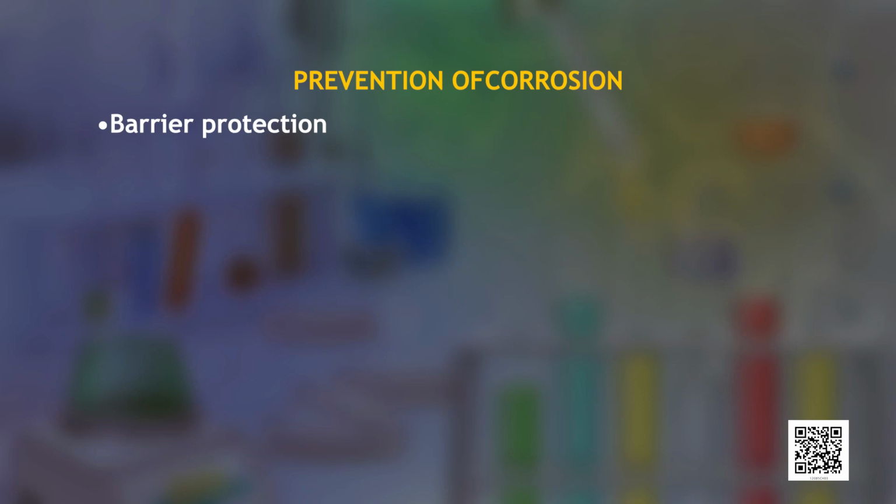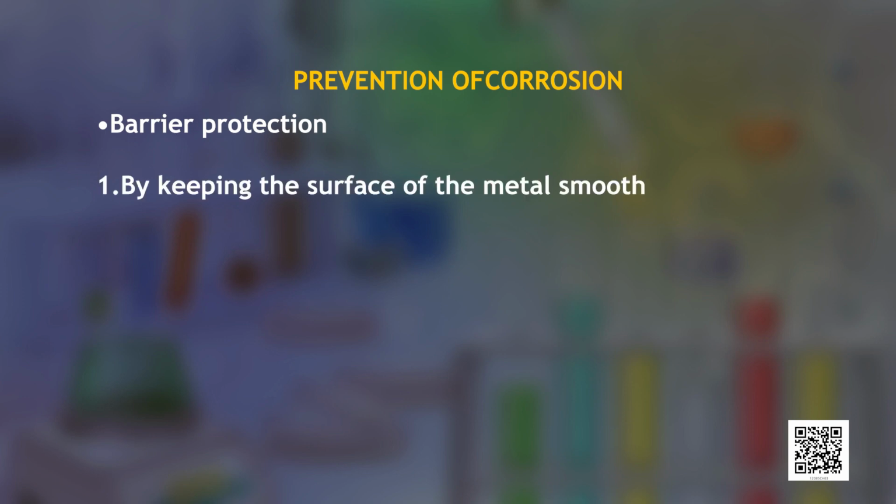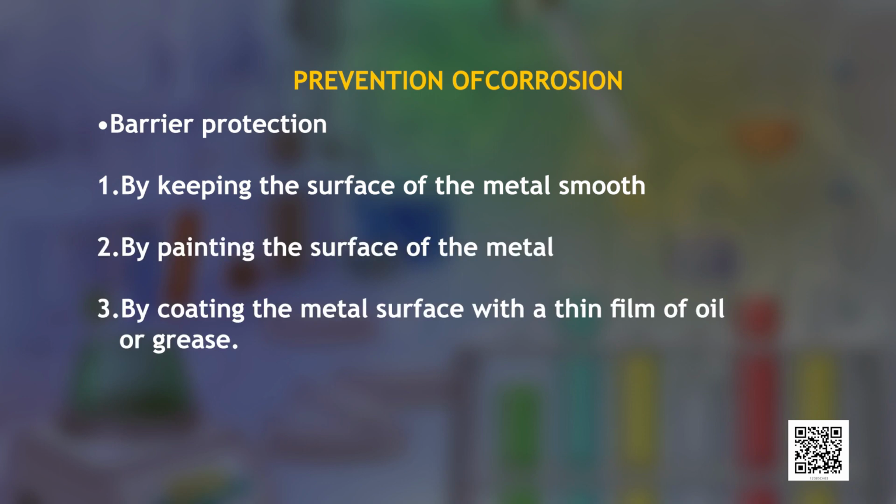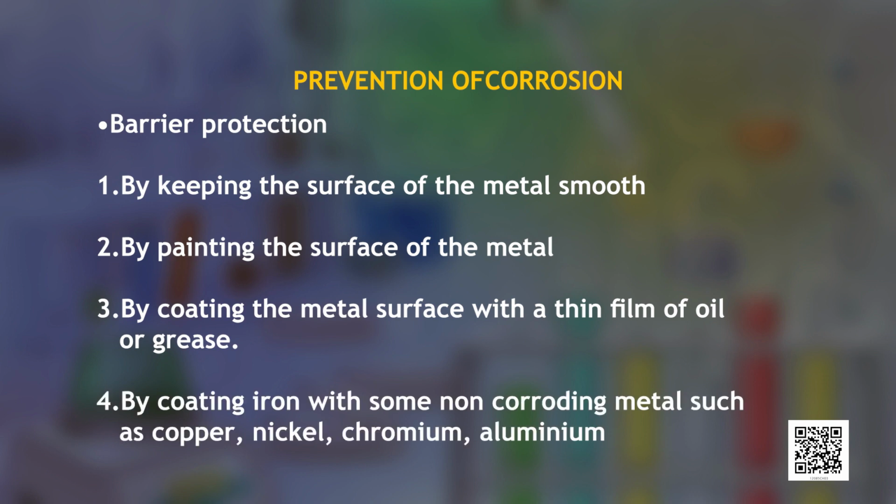One is barrier protection. As the name suggests, it creates a hindrance or the barrier between the metal surface and atmospheric moist air. This hindrance can be created by keeping the surface of the metal smooth, by painting the surface of the metal, by coating the metal surface with a thin film of oil or grease, or by coating iron with some non-corroding metal such as copper, nickel, chromium or aluminium.